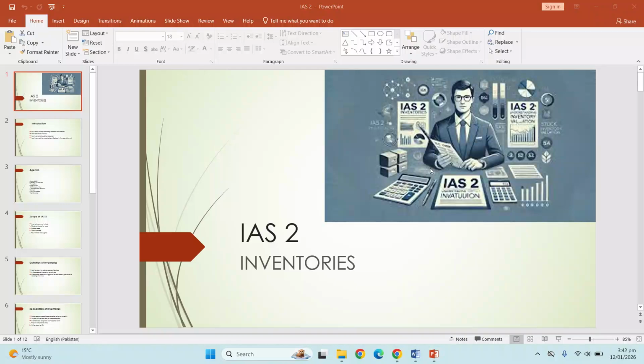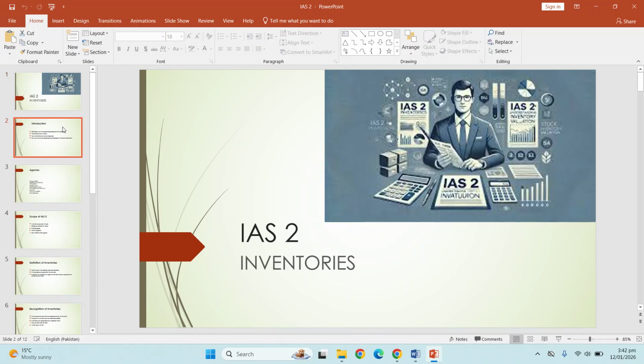Hello everyone, today we will discuss IAS 2 Inventories, which is an accounting standard that deals with how inventories should be recognized, measured, and presented in the financial statements. Inventories are a major part of companies' assets, so understanding how to value them correctly is very important.